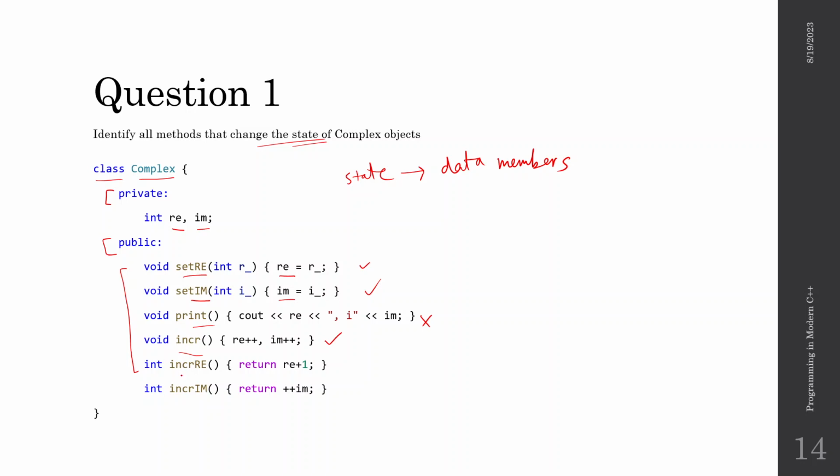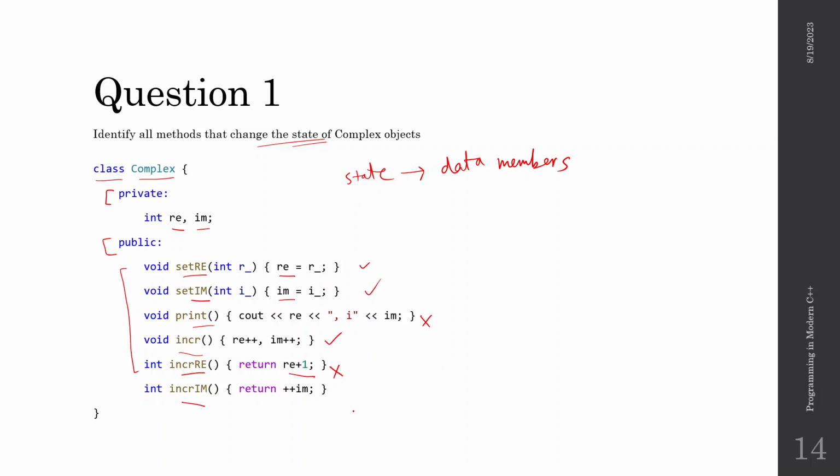Next we have the INCR RE method. You can see that it increments the RE variable, but it does not set it to something else. It just adds one to it and returns the value. It does not really modify the variable, so it does not change the state.